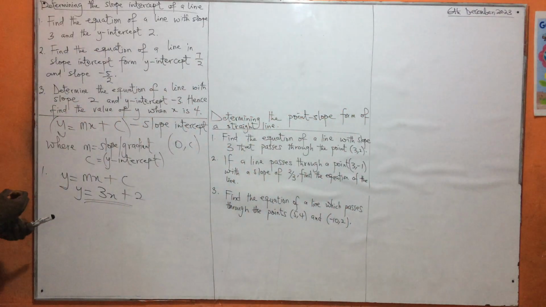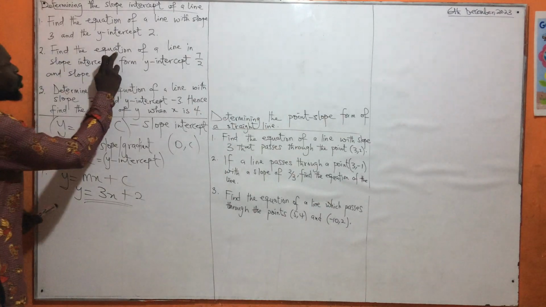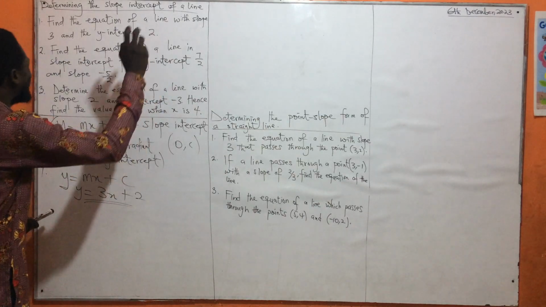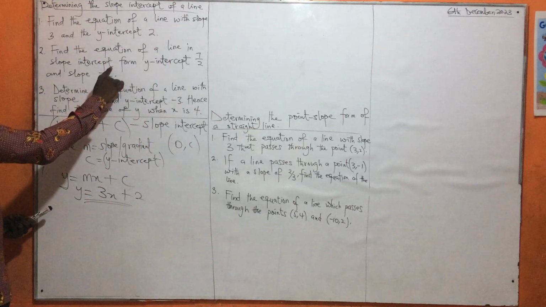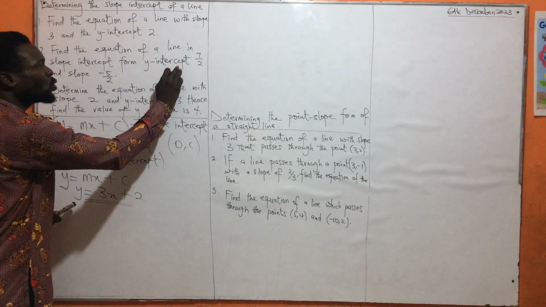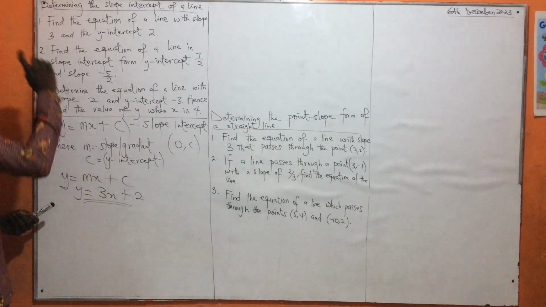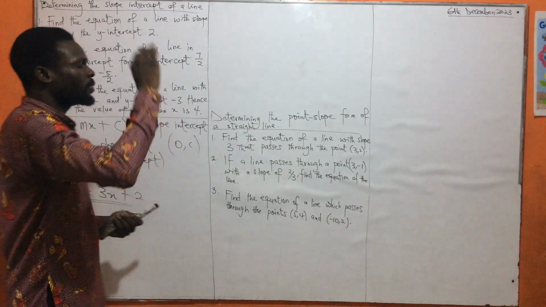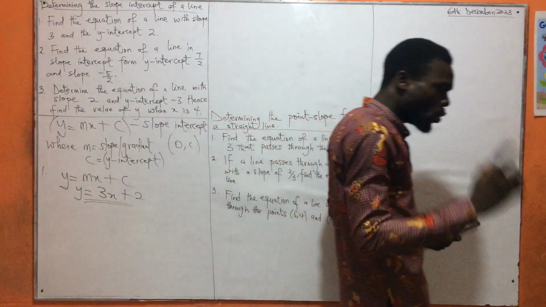Now let's look at number 2. Number 2 says find the equation of a line in slope intercept form, y-intercept 7 over 2 and slope negative 5 over 2.